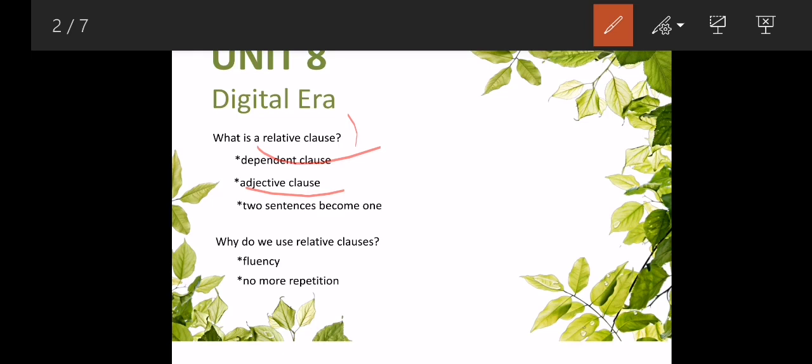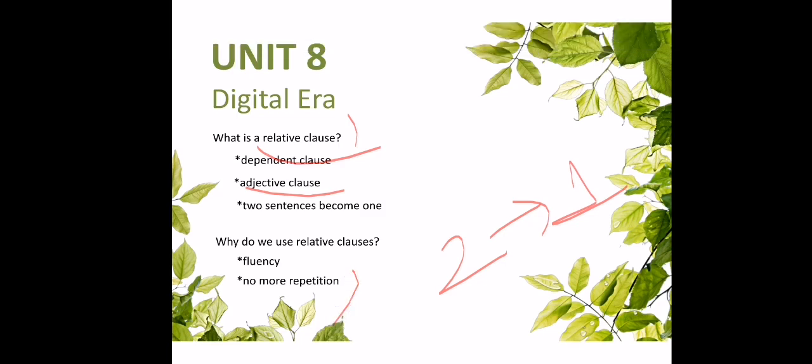And how do we form a sentence with a relative clause? It is formed by joining two sentences, and two sentences become one sentence. Why do we use relative clauses? By combining sentences with a relative clause, your text or your speech becomes more fluent. What is fluent? To be able to speak or write easily or smoothly. And you can also avoid repeating certain words. You can prevent some loss of time.